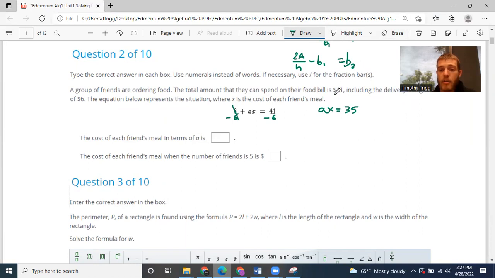Now we want to get x by itself. Remember, ax means that a and x are multiplied. So in order to cancel it, we're going to use division. Divide by a on both sides of the equation. That way we can get x by itself. So x equals 35 over a. Find the cost of each friend's meal when the number of friends is 5. So again, our equation was x equals 35 over a. A is the number of friends involved here. So since there are 5 friends, we're going to replace the a with 5, giving us x is 35 divided by 5, $7.